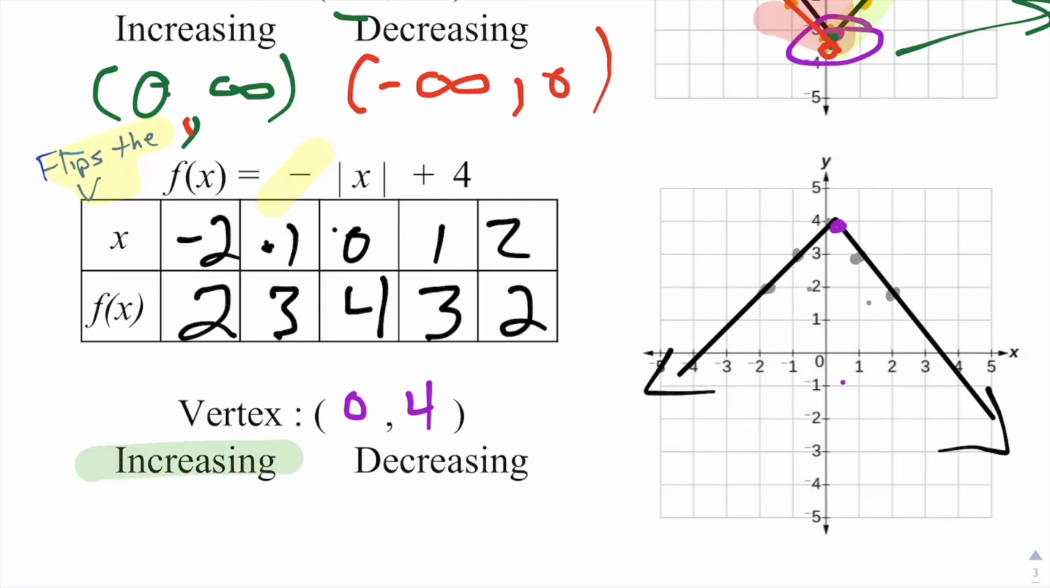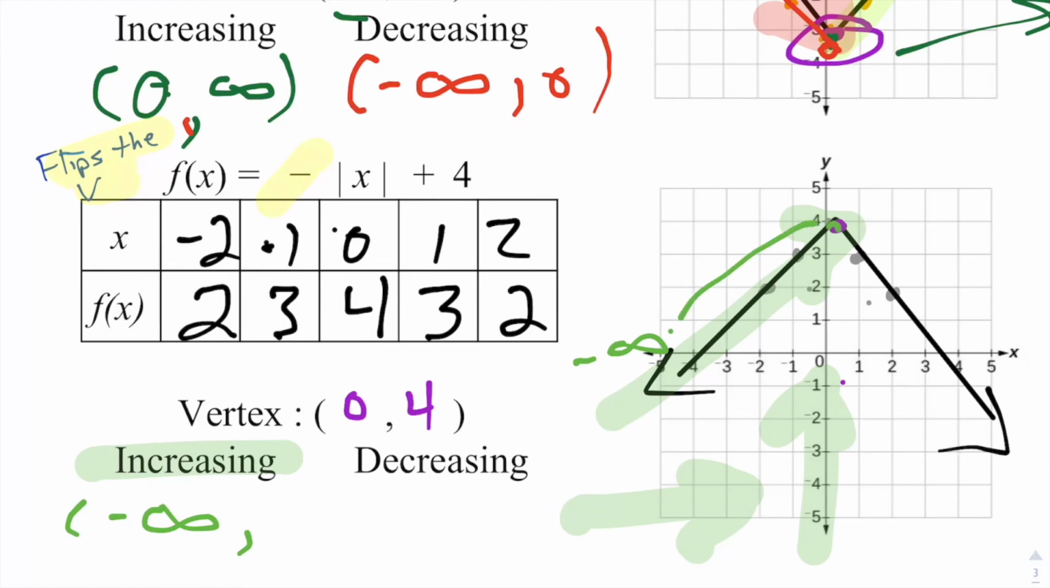So let's look at increasing. Increasing is from left to right and going up. Well, we start all the way out here and we go up to the vertex. That's our increasing. So the very smallest number all the way over here to the left on the x-axis is -infinity. So we start at -infinity. Where do we stop increasing? Oh, we stop right here at the vertex again. The x value of the vertex is 0. So our increasing interval is -infinity to 0.